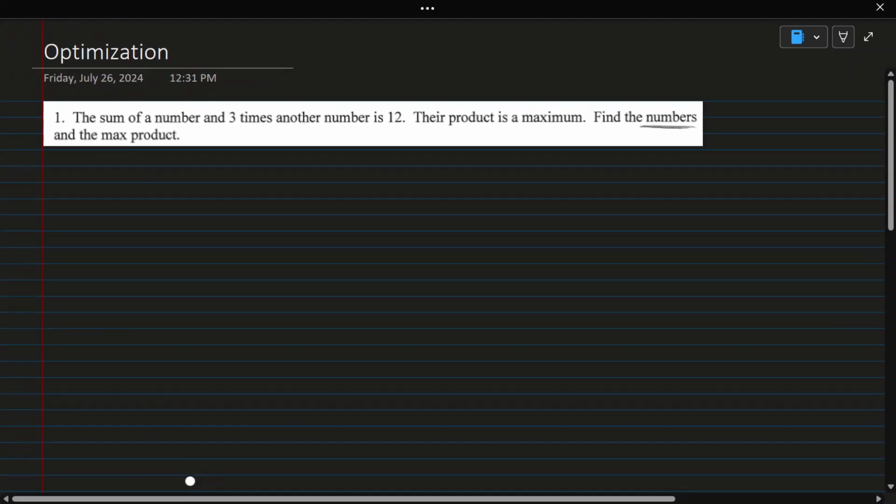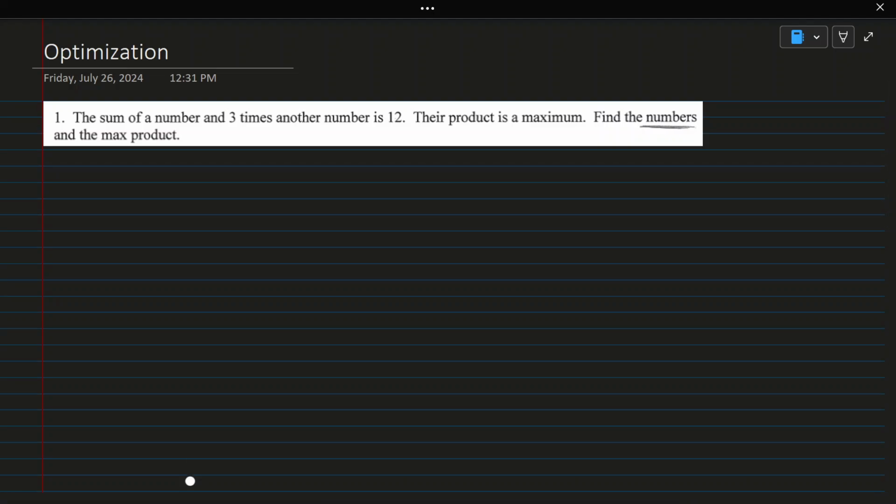Hey guys, in this video I wanted to talk a little bit about optimization. So I think the best way to talk about optimization is to just jump into some of these problems. So we'll start with this first problem here, and I'll highlight the steps that I go through when I solve an optimization problem.